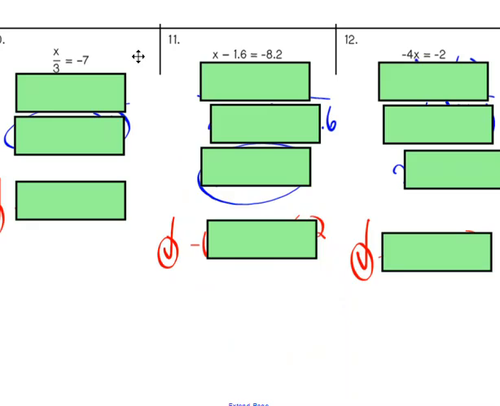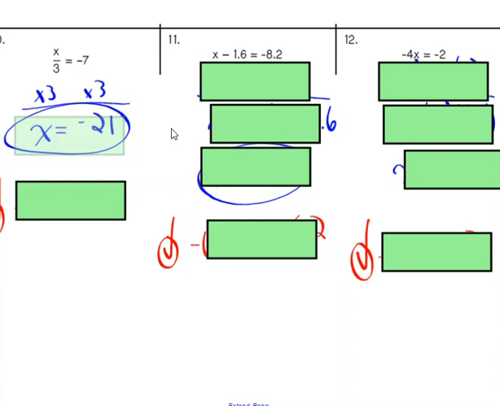All right, number 10, what's happening with the variable is being divided. So we want to multiply both sides by 3. We want to get rid of that dividing by 3. So that's our inverse operation right there. And if I take that further, I end up with an x value of -21. That's what that turns out to be.